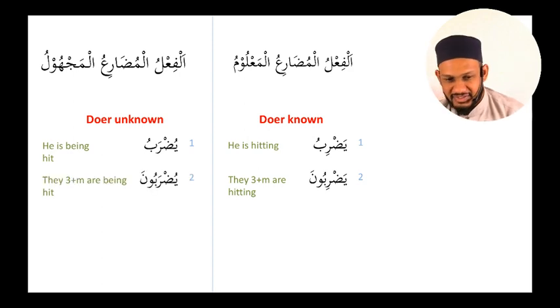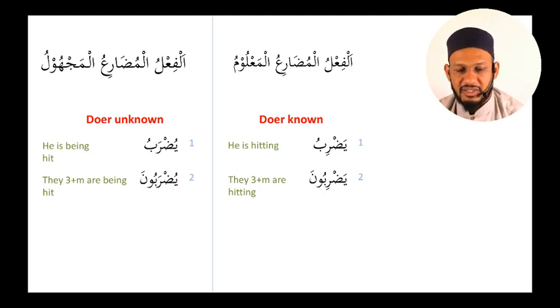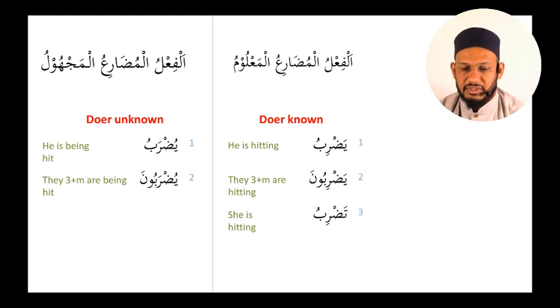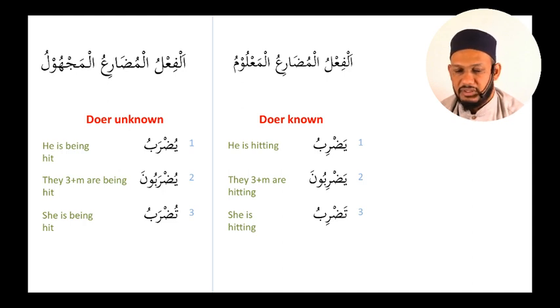Yudrabuna. MashaAllah. So, yadribuna, they 3 plus males are hitting. Yudrabuna, they 3 plus males are being hit. Next one. Tadribu. Tadribu means what? She is hitting. How do I make the Majhul version? It becomes tudrabu. And tudrabu means what? She is being hit.